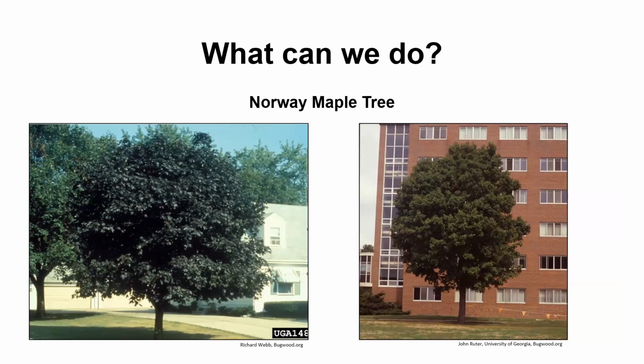Now, luckily, Norway maples are very easy to get rid of. You just cut them down. Once you cut them down, the stump may put out some new sprouts. You can cut them off, you can treat the stem with a herbicide, or you can grind up the stump. But that's it. All you need to do is cut it down. So very simple to get rid of.